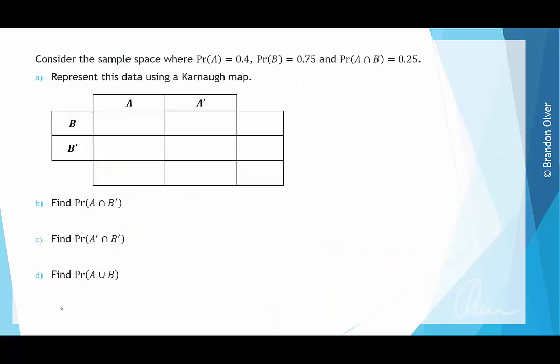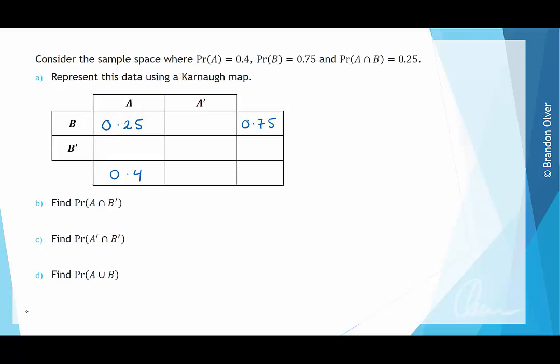Next we're going to consider the sample space where the probability of A is 0.4, the probability of B is 0.75, and the probability of A intersect B is 0.25. Part A asks us to represent this data using a Karnaugh map. The probability of A is 0.4, so that will go at the bottom of the column which represents A. Next, we know the probability of B is 0.75, so that will go at the end of the row that represents event B. The last piece of information we have is the probability of A intersect B is 0.25, so that goes in the cell that represents the intersection between A and B.